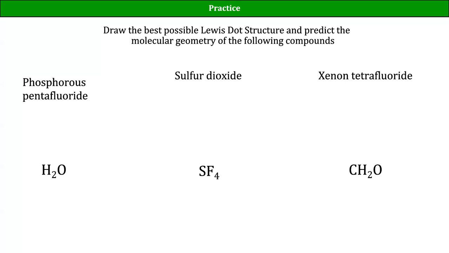There's our electron geometry. If we want to know the molecular geometry, leave everything where it is and just erase the electrons. It's not like it rearranges itself to be tetrahedral because those electrons are still there. We just can't see them. So it's a sawhorse, seesaw.